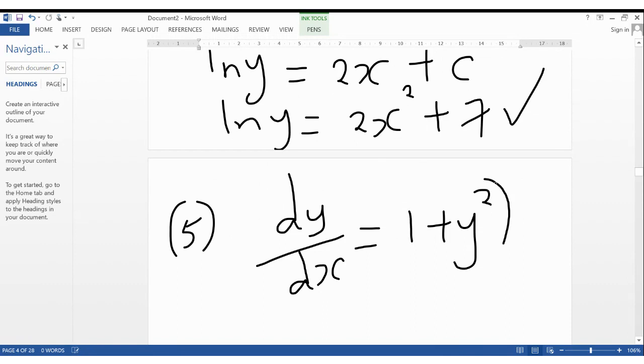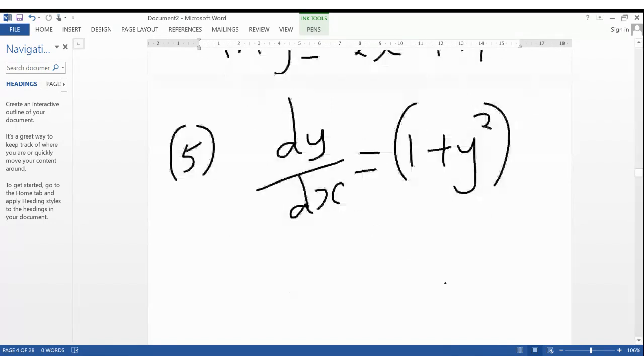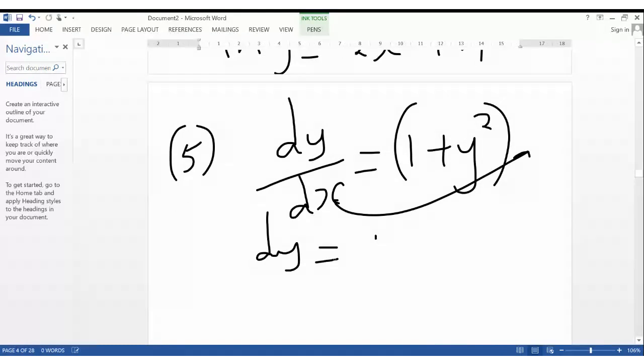dy over dx is equal to 1 plus y squared. So that function has 1 plus y squared together. How do we solve this one? This is how you solve it. Because 1 and y squared are together, joined, we shall take them on one side. But first of all, let me bring the dx this side. So dy is equal to 1 plus y squared dx.